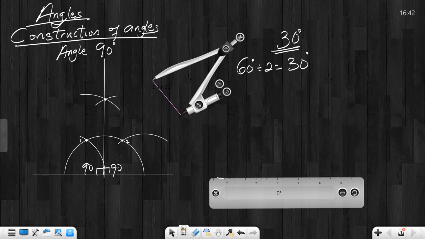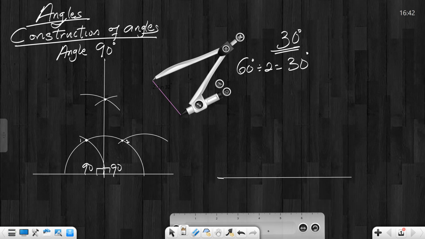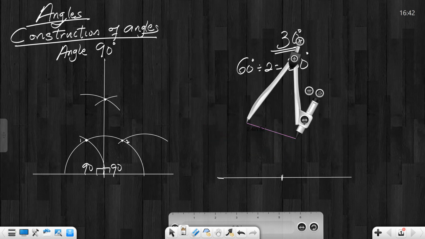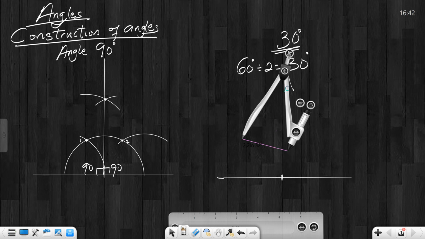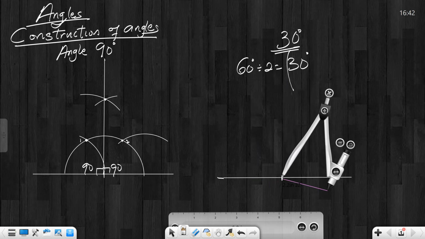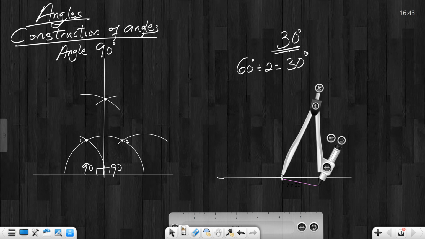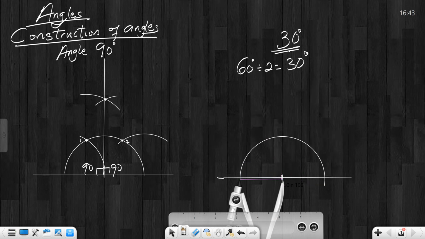So now let's see. Here I have my straight line. Then I want to construct 60. I have my point here. Then I will place my compass on my starting point. So that is my starting point. Then I'm going to draw a semicircle. Let me reduce the radius. So I'm using 2. So here is my semicircle.